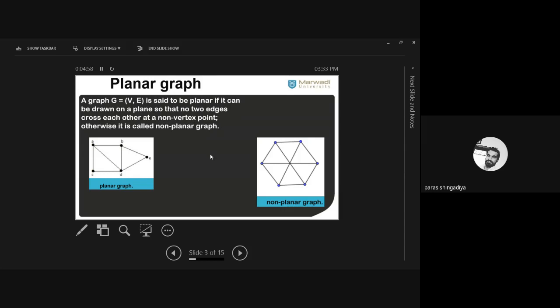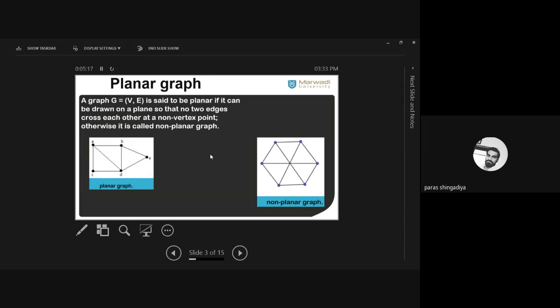The graph G equals (V, E) is said to be planar if it can be drawn on a plane so that no two edges cross each other at a non-vertex place.